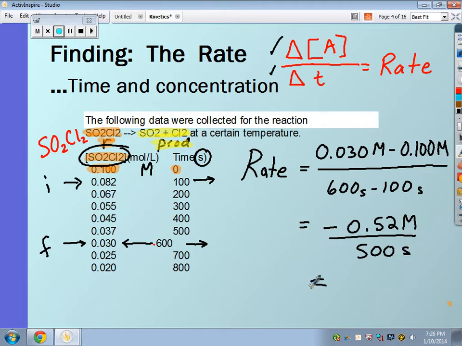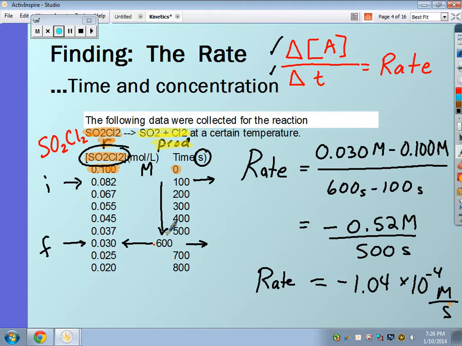And so our actual rate is negative 1.04 times 10 to the negative fourth. And our units for that are molarity, or moles per liter, per second. Which means that as every second goes by between this 100 to 600 second time period, it is disappearing at a rate of 1.04 times 10 to the negative fourth molarity per second.